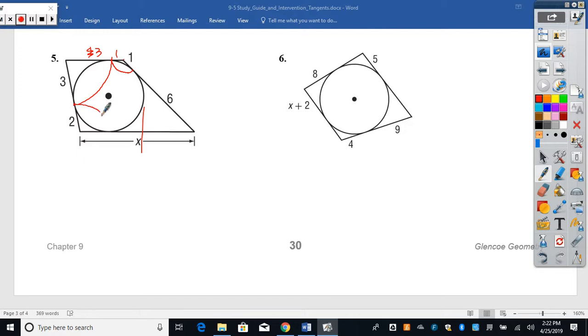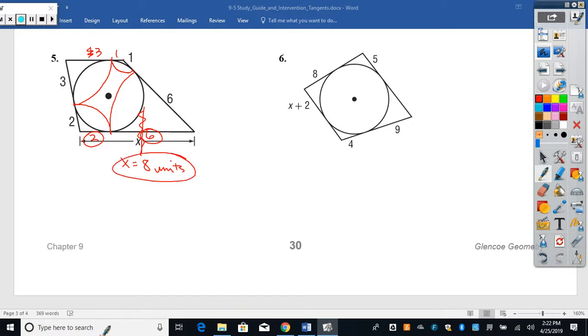Start with 2, rotate that around. That's going to be 2 there. And if this is 6, rotate this around. This will be 6 right here. Okay? So from there, I know that x has to be 8, the sum of 6 and 2. So x equals 8. Okay? That would be in units.